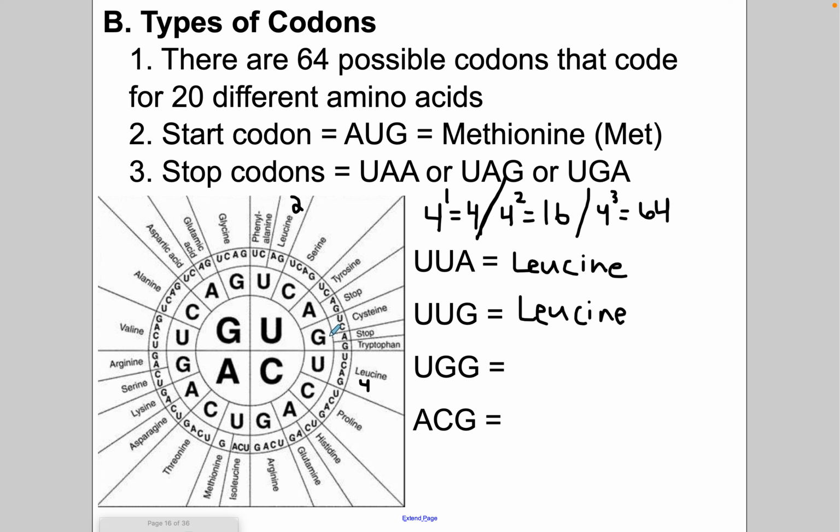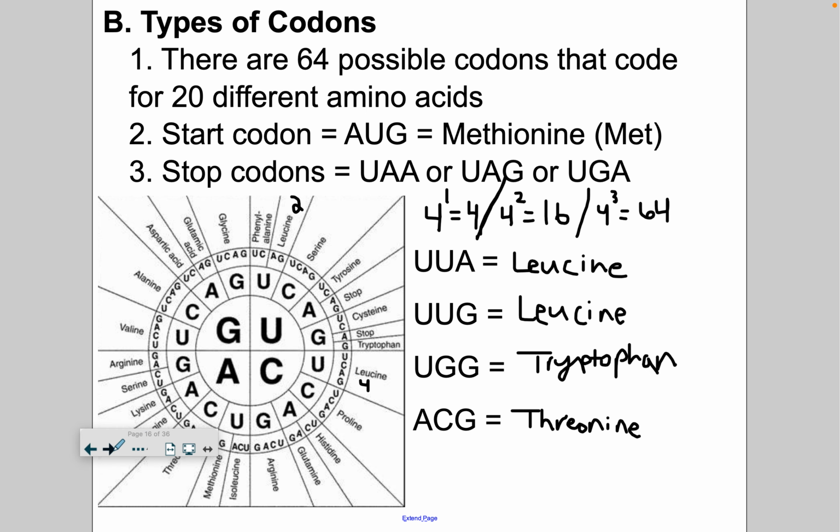UGG. Tryptophan. You may have heard of that amino acid before. It's common in turkey. Supposedly it's an amino acid that makes you sleepy, but I've read some conflicting results or studies on that. ACG. Threonine. So you just write THR, or you can write it all out. Alright, so that's how you use a codon wheel. You're going to be using that a lot for an assignment here.